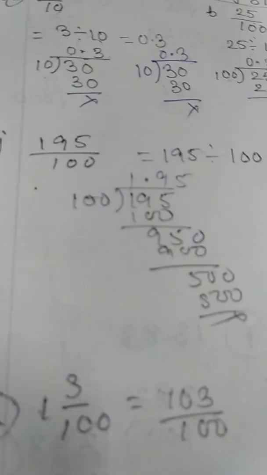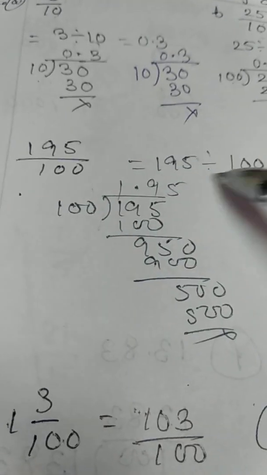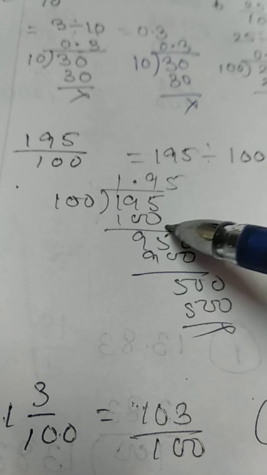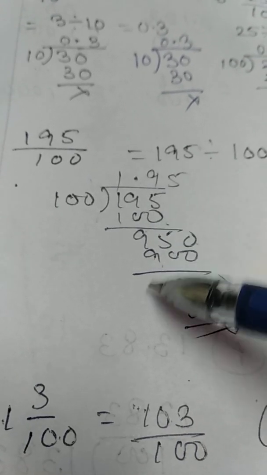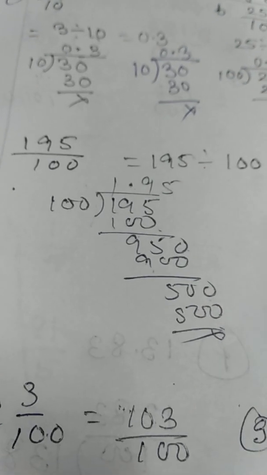Next, next 100. Here also 2, 2, so 1.95. How? 100. 0.95 I have got 0.0900. 5, 50, 100. So 500. The answer is here.